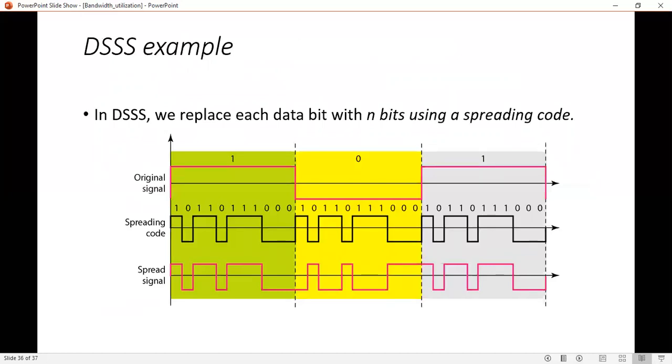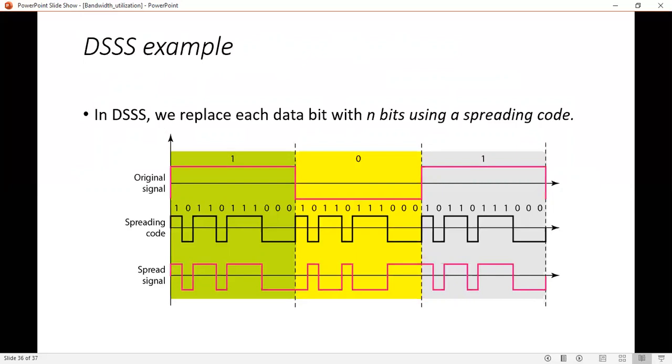In direct sequence spread spectrum, we replace each data bit with n bits using a spreading code. Consider the sequence used here in a wireless LAN. It is the famous Barker sequence, where n is equal to 11. The original signal and the chips in the chip generator use polar NRZ encoding as shown in the figure. If the original signal rate is N, then the rate of the spread signal is 11N.